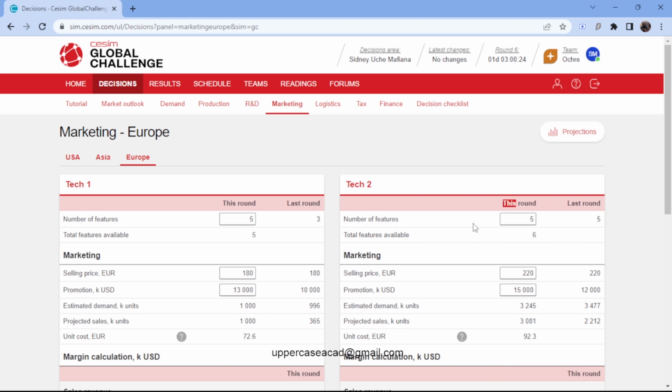diverse consumer demands. Now, after making decisions in demand production, R&D, and marketing, our next step is logistics. So let's move on to logistics.